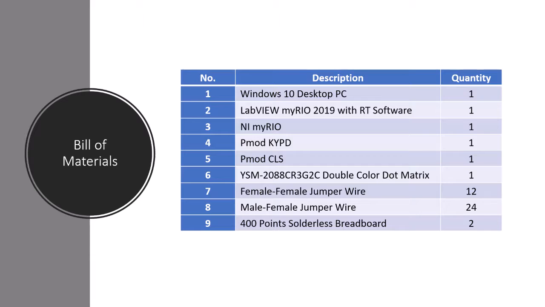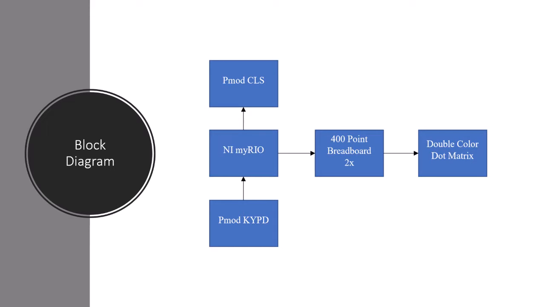This game was programmed using a Windows 10 desktop PC running LabVIEW 2019 with real-time software. The hardware components are National Instruments myRIO, Digilent's PMOD keypad and PMOD CLS, and Youngson's YSM2088CR3G2C double color dot matrix, hereafter called the LED matrix. The components are connected together using 12 female-female jumper wires, 24 male-female jumper wires, and 2 400-point solderless breadboards. The block diagram shows how the components are combined and the direction of data flow.